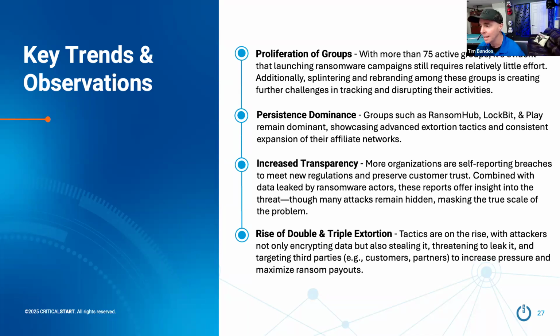Then we also see this persistence dominance. Those larger groups like RansomHub and LockBit remain dominant because they've shown time and time again that they can execute on these advanced extortion tactics, and they have been consistent with either getting the payment up front or getting a payment out of a particular target.